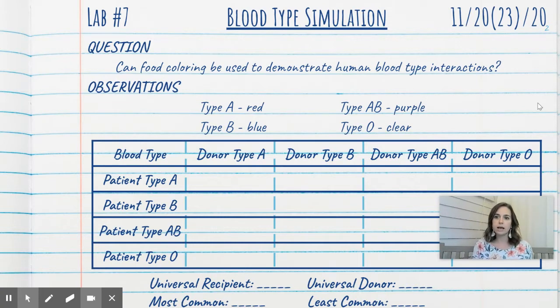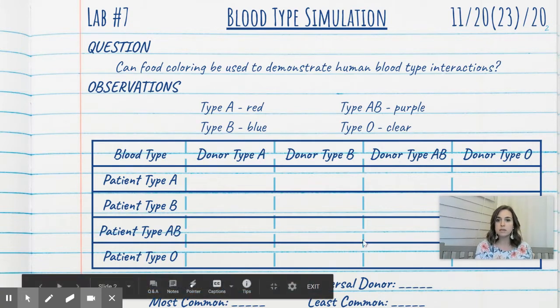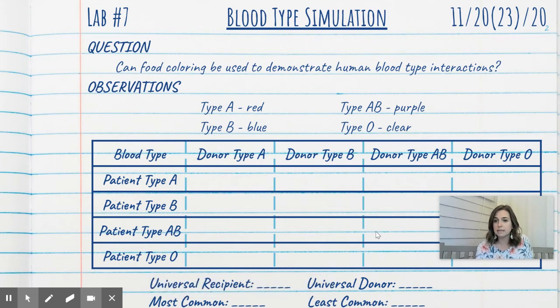If we were in class, I would have you do this lab before we discussed blood types because it shows you a visual representation of whose blood is safe to mix with whose and whose isn't, using food coloring, red, blue, purple, and then just water. You also should have gathered the information about who is the universal recipient, the universal donor, and who has the most common and least common blood type.